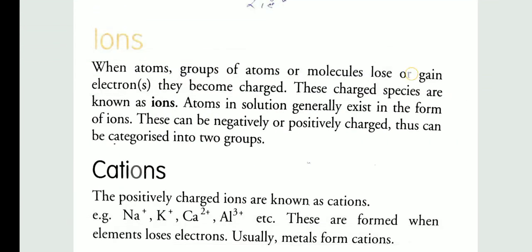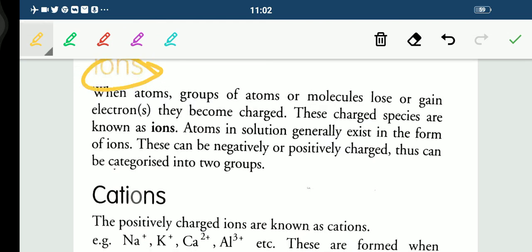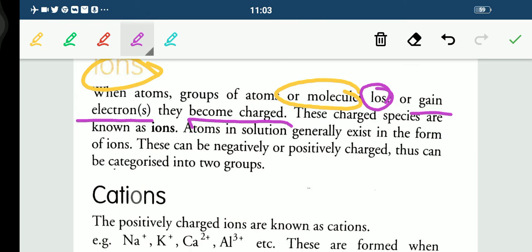Now, let us quickly move on to the ions concept, which is very, very important. See students, first of all, we should know what exactly we mean by ions. Fine. So when atoms or groups of atoms or molecules lose or gain electrons, remember, either they can lose the electrons or they can gain the electrons, so they become charged. Fine, students. Now see what happens. These charged species are known as ions.